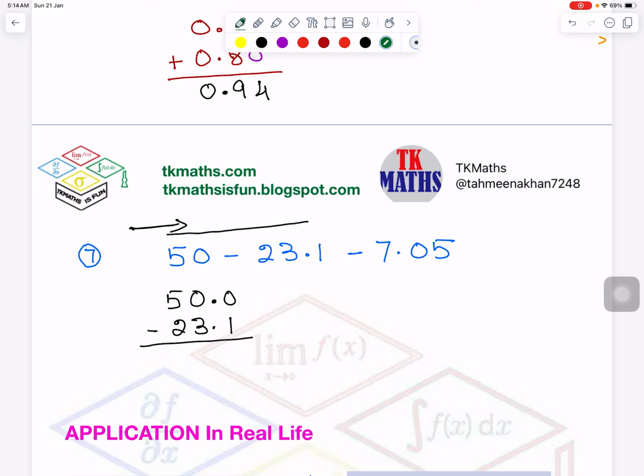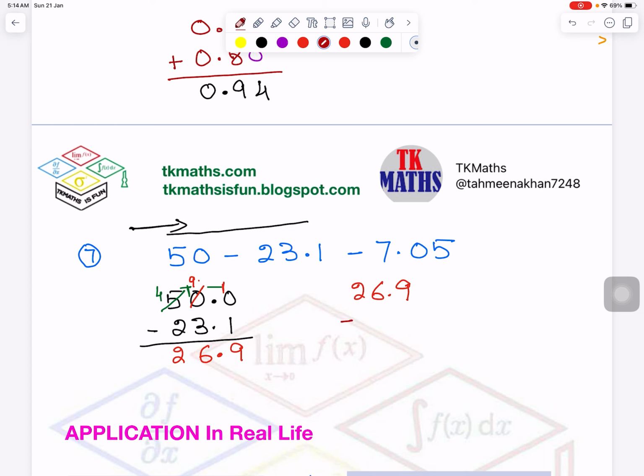Now I told you 0 minus 1 is not possible, so I will borrow from here. But this is also 0, I can't borrow. I will go further down and I will borrow 1 from here. This will become 10. Now 10 can give 1 and it itself will become 9. Now this is 10. 10 minus 1 is 9, decimal. Now 9 minus 3 is 6. 4 minus 2 is 2, right? Now I have 26.9. From 26.9, now I will subtract 7.05.